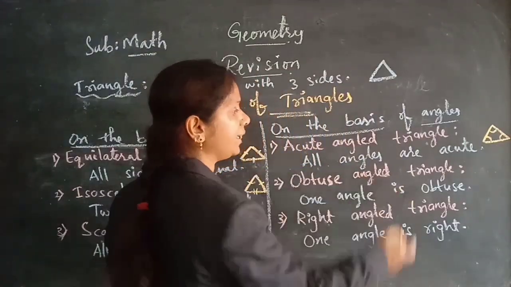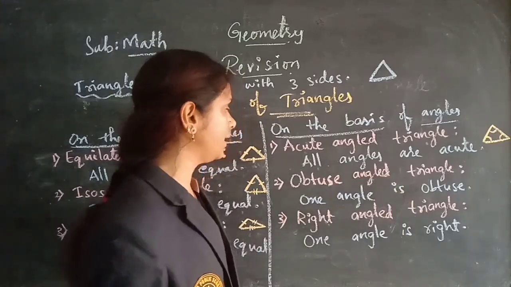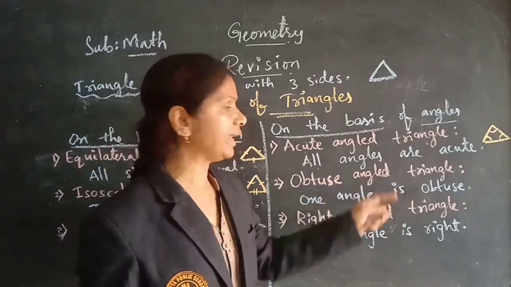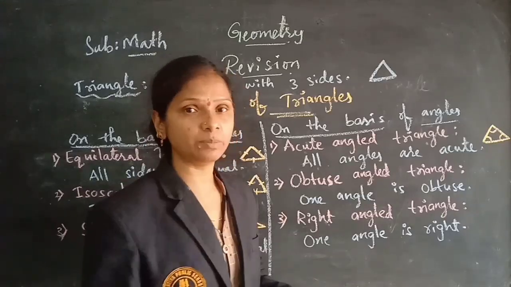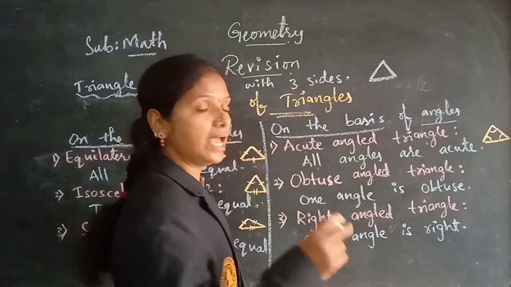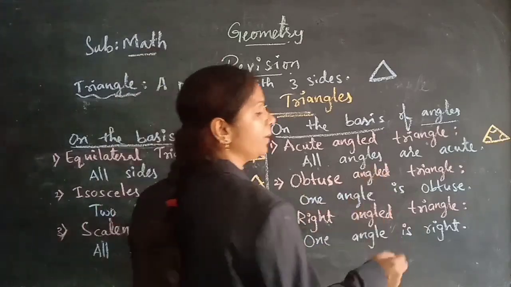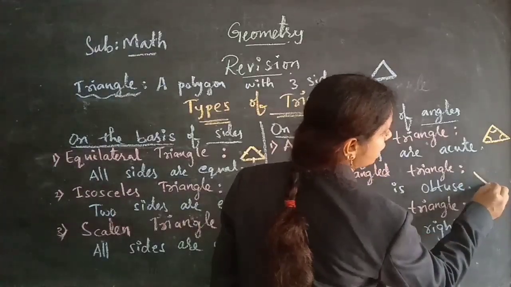Now the obtuse angled triangle. An obtuse angled triangle is one where one of the angles is obtuse. Obtuse means what? An angle that lies between 90 and 180 degrees. It means any one of the angles should be obtuse. You can take here.